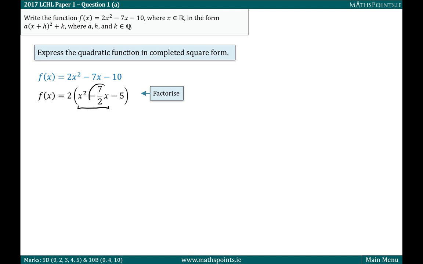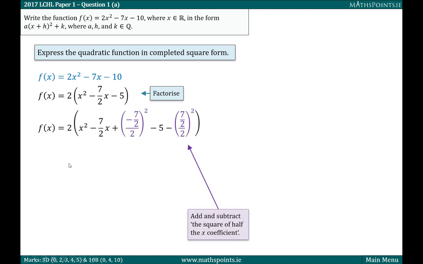We're going to take the coefficient of the x, which is minus 7 over 2. We're going to half it, that gives us minus 7 over 4. And then we're going to square it, which will be 49 over 16. So basically we're going to add 49 over 16 and we're going to subtract 49 over 16. So let's have a look at what that looks like. So we've added 49 over 16 and we've subtracted 49 over 16.